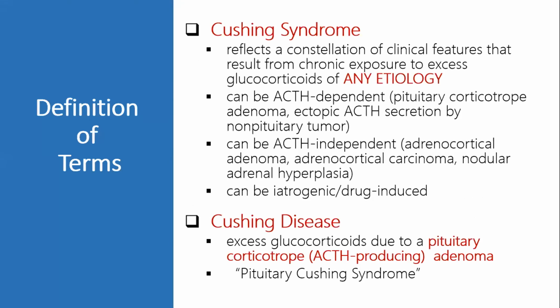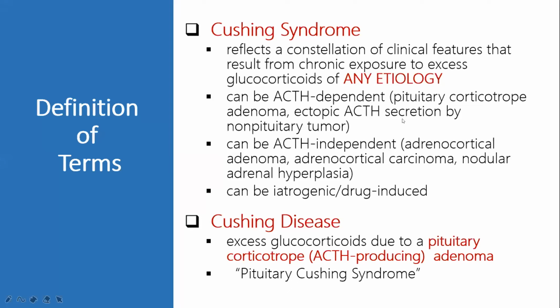So first, it's important to define important terms. When we speak of Cushing syndrome, it reflects a constellation of clinical features that result from chronic exposure to excess glucocorticoids of any etiology. So take note of any etiology. It can be ACTH dependent, which is due to a pituitary corticotrope adenoma, as in the case of Cushing's disease. So meaning to say Cushing's disease is actually a specific type under Cushing syndrome.